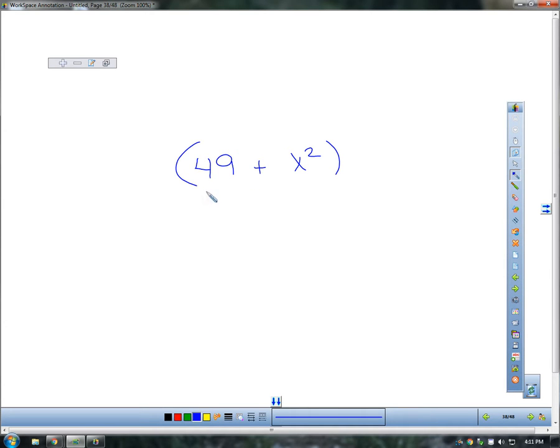Here I have two terms that do not have a GCF, but they are added, so I cannot do a difference of squares. So really I can't do anything to this, so my answer is prime. That's as basic as it gets.